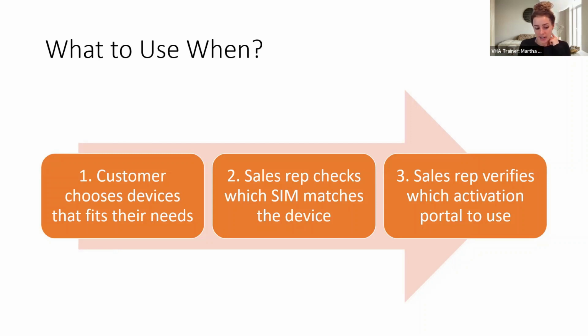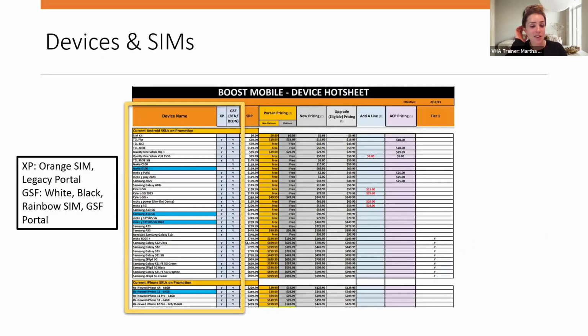So then the second thing that happens is the sales rep, you are going to then check which SIMs can be input into that device, because it might not be both of them. It might just be one. And then from there, you, the sales rep, are going to verify which activation portal to use. Now, I'm sure you're asking yourself, how the heck am I going to know this? Let me show you. So back to that Boost Mobile hot sheet that I showed you earlier.